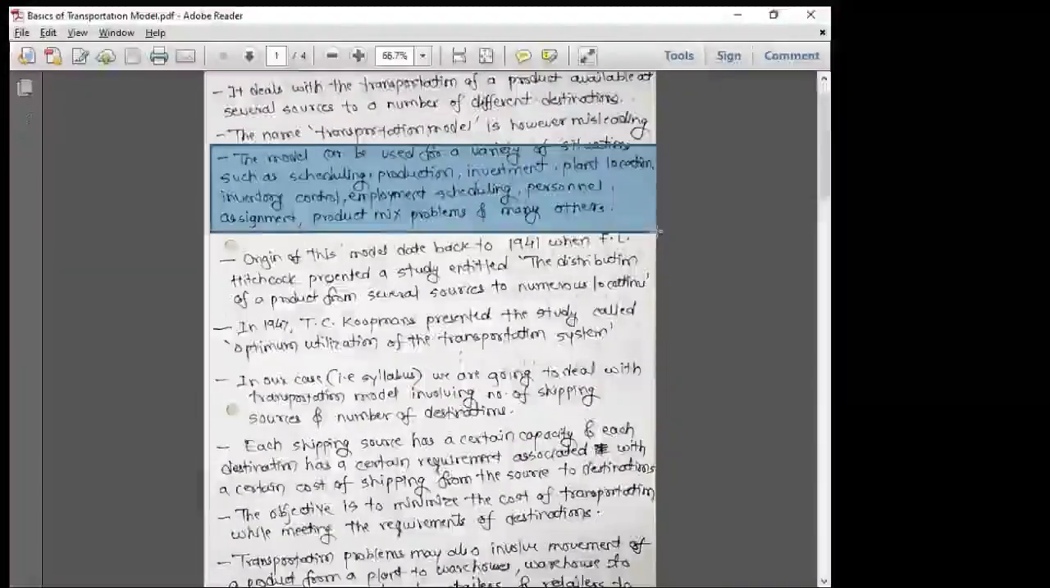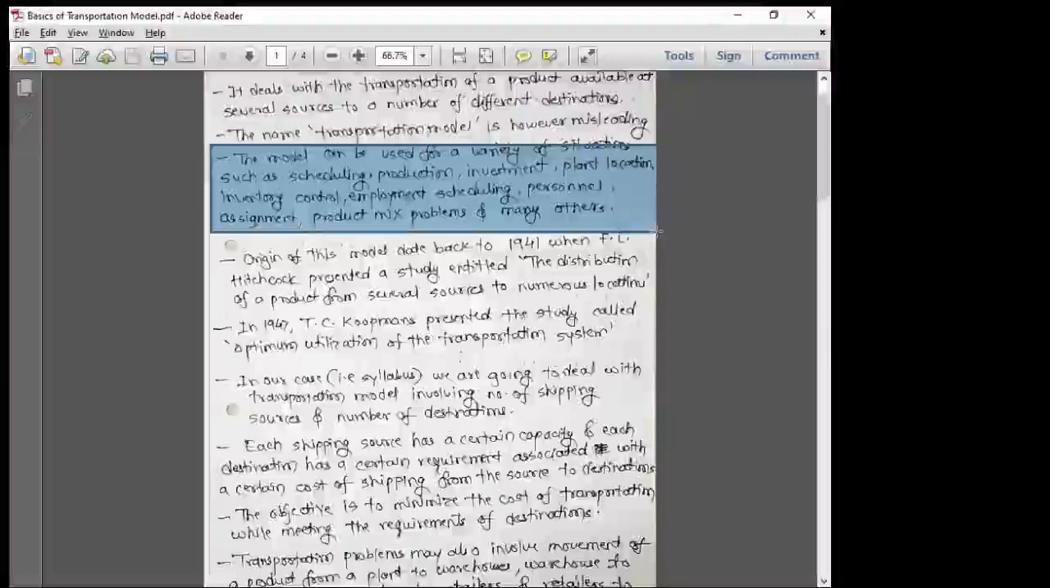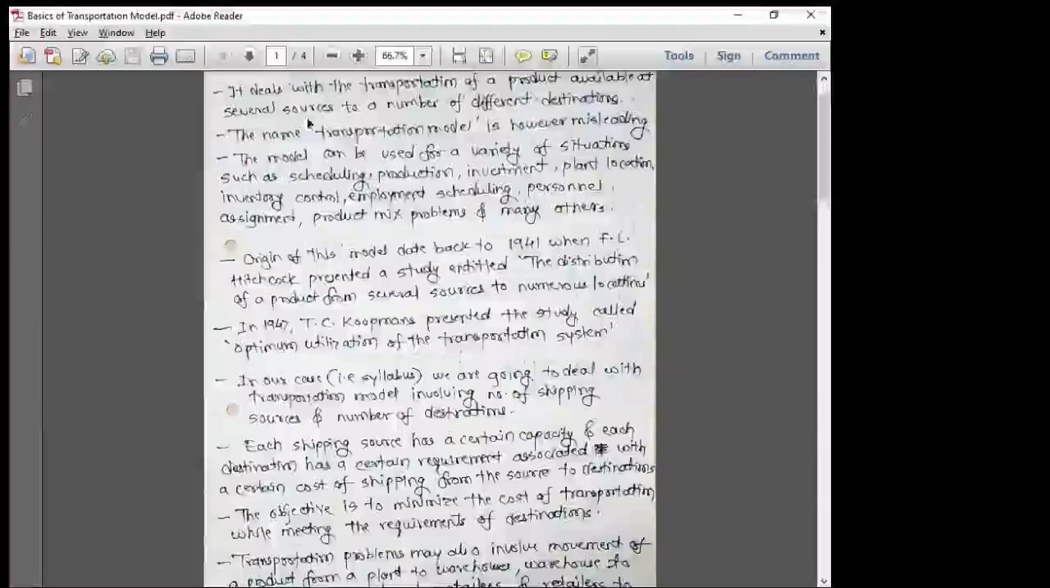Right. So there are various uses of this transportation model, and the direct and indirect applications of this model can be used in various fields of management, right? So though the name is transportation model, this model is not restricted to transportation only. It has various applications. So I've included this statement here, that the name transportation model is however misleading.